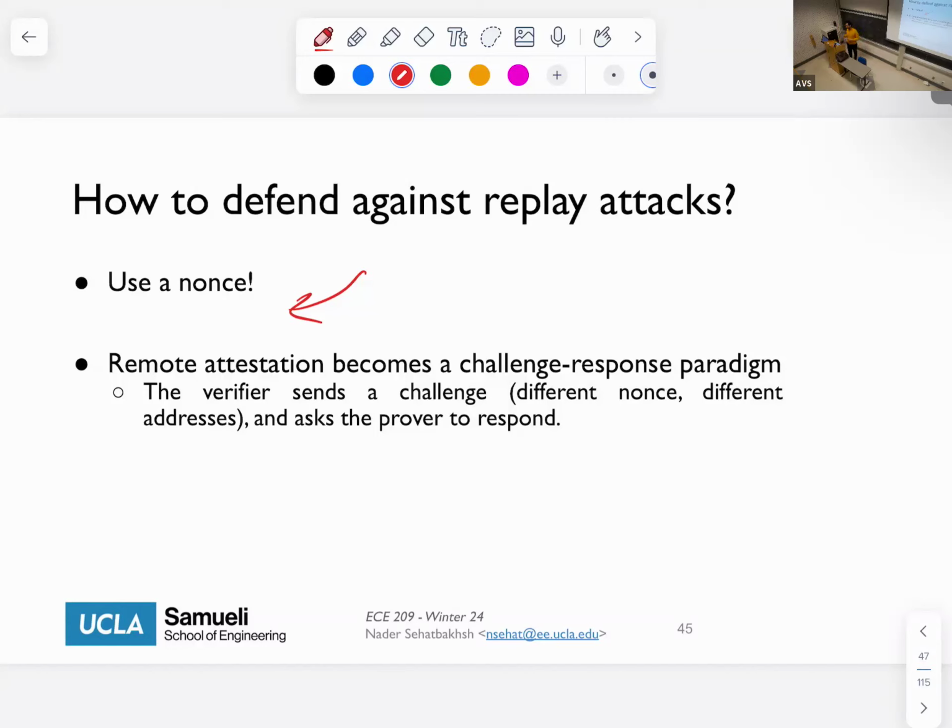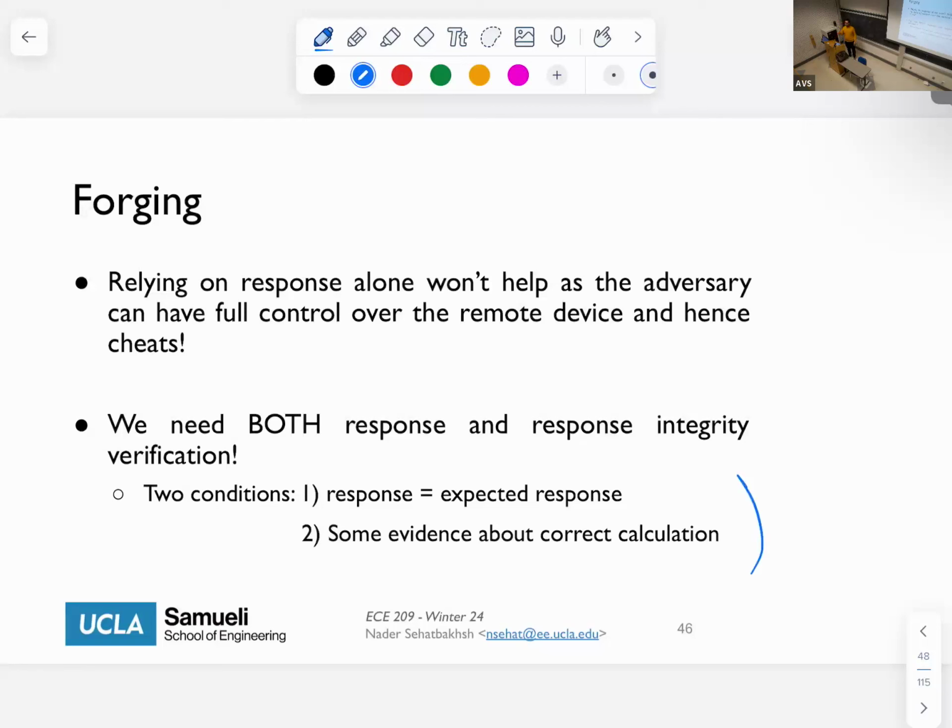And the key idea in forging is basically these things that I'm showing you at the end. In order to make sure that forging is not possible, we use this fundamental idea that we not only look at the response, in other words, check whether the response provided by the prover is the same as the expected response, but we also need some evidence that the calculation is indeed happening correctly. Okay, so this second thing is there to make sure that the adversary indeed computes the hash correctly. Okay, it's not cheating in this game.